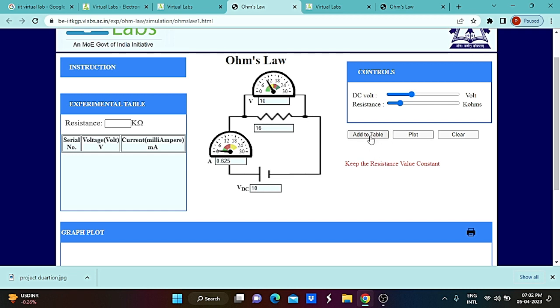Now we can click this add to table. So whenever we click this add to table, automatically the value we have already given in this circuit, that is the voltage value 10 volt and resistance value 16 kilo ohm, everything is included in this tabulation, that is the experimental table, and the corresponding ammeter value, that is the current value 0.625, can be calculated, and which is also shown in this table.